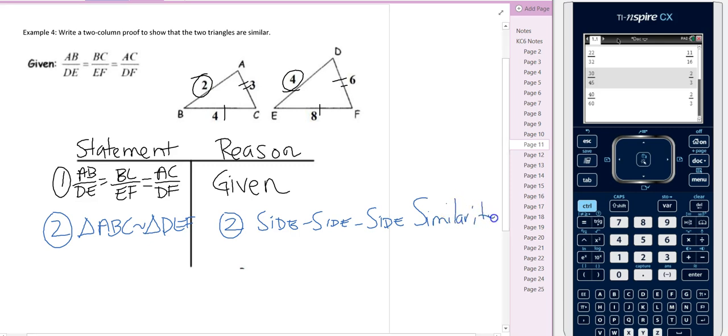All right, that's what we just did on the other page. And again, you kind of see side, side, side abbreviated by SSS, so you can also do that.